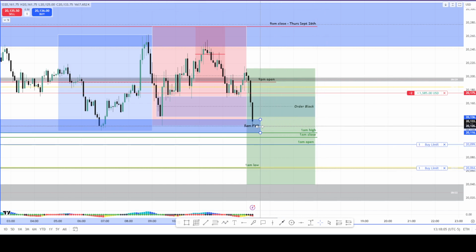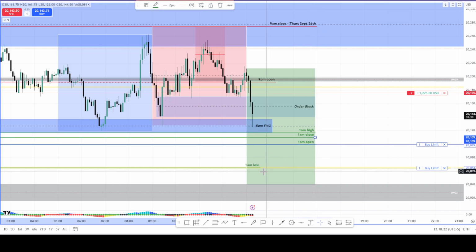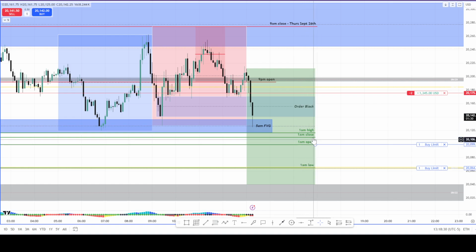Move this back over here. We know that this 5-hour gap, we could extend this through time. Nice little tap reaction at 50% of it. Okay. Boom. And now we have the 1 a.m. 4-hour candle labeled.